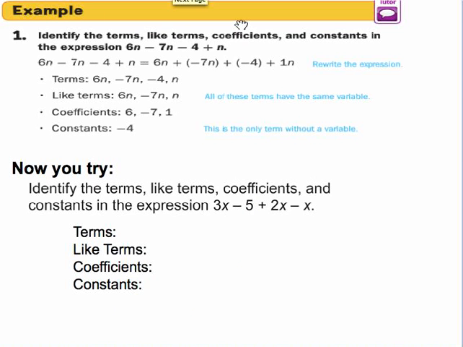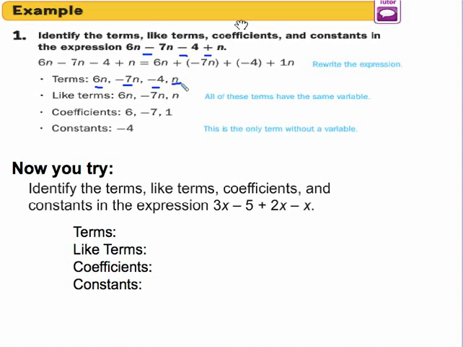All right, so the first example we're going to look at is done for you. So identifying the like terms, the coefficients, and the constants in the expression 6n minus 7n minus 4 plus n. So when I look at this expression, I know that I have 4 terms that are separated by minuses and plus signs. Those terms are 6n, negative 7n, negative 4, and n.